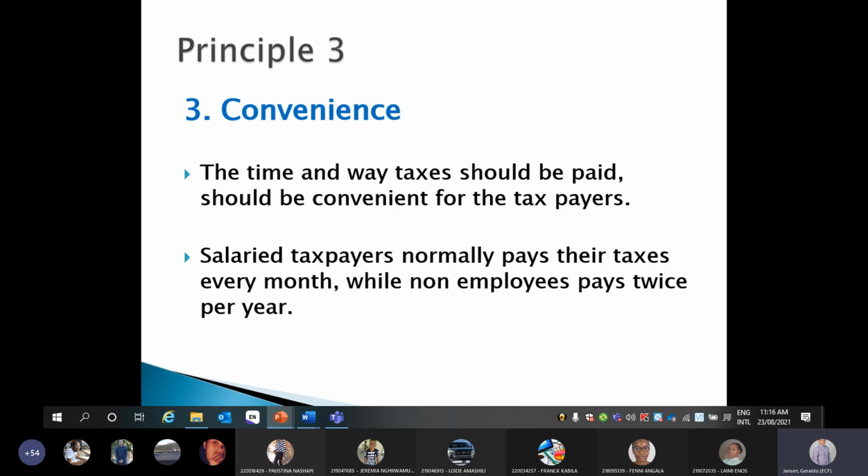The third one is convenience. So the time and way taxes should be paid should be convenient for the taxpayers. So we say salaried taxpayers normally pay their taxes every month, while non-employees pay twice per year. Non-employees such as business owners and CEOs also sometimes fall under this category, because they are referred to as provisional taxpayers. Provisional taxpayers only pay tax twice a year, but obviously, guys, it's going to be a large amount, isn't it?